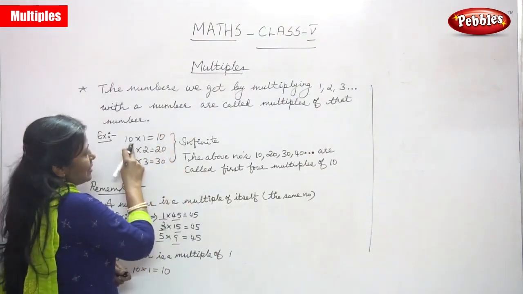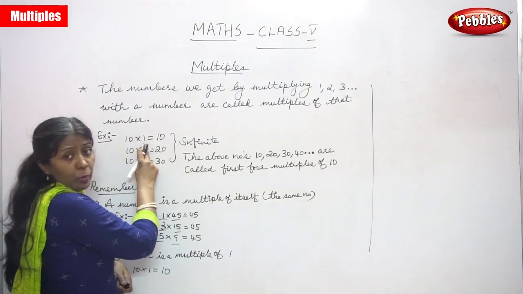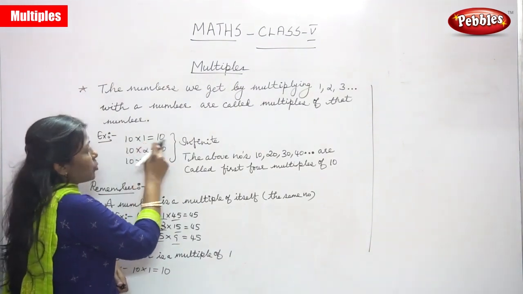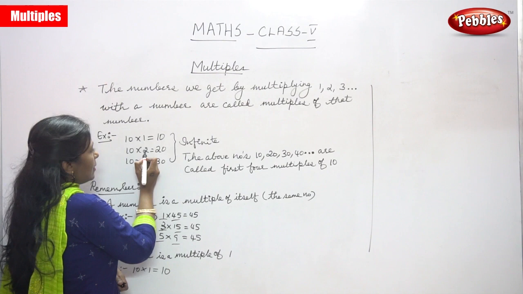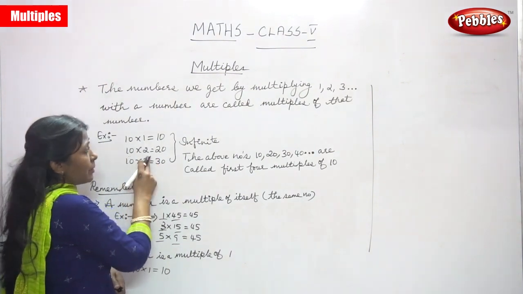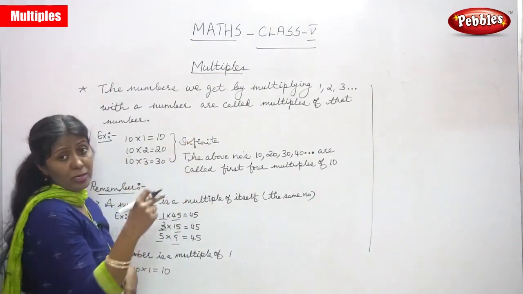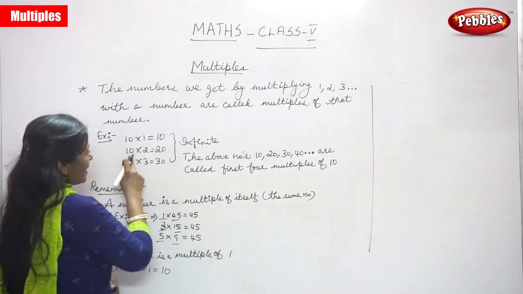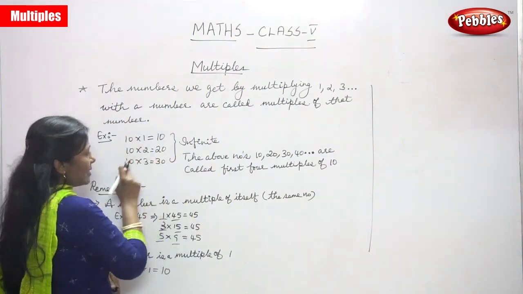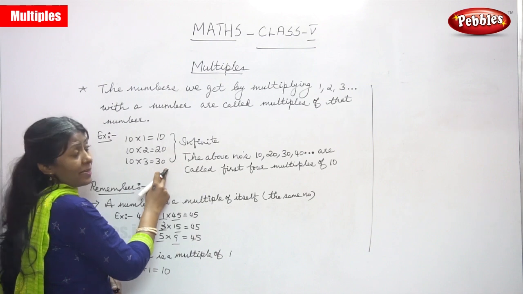the number. This is a number. So this number is multiplied by 1. So 10 is a number, multiplied by 1, you can get 10. 10 is a number, multiplied by 2, so multiplying 1, 2, 3, you can get 20. 10 is a number, just multiply by 3 you can get 30.